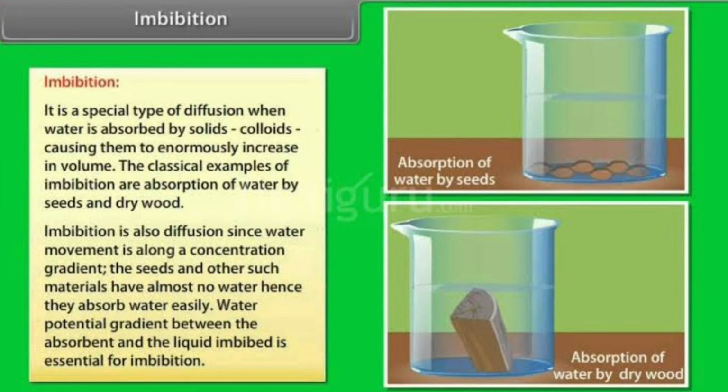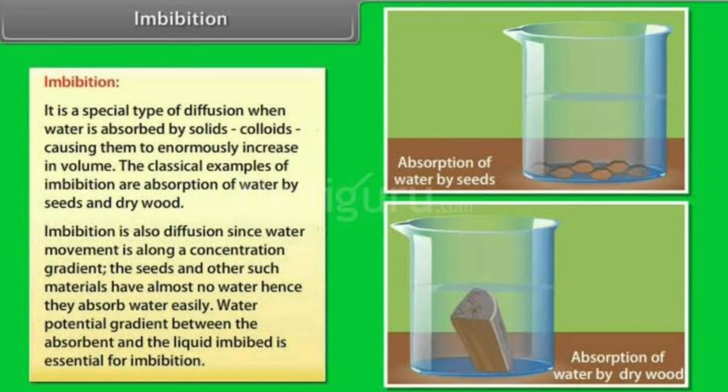The pressure that is produced by swelling of wood was used by prehistoric man to split rocks and boulders. So imbibition is also a type of diffusion, since water movement is along the concentration gradient. Take for instance seeds, take for instance dry wood. These are the best examples for imbibition.